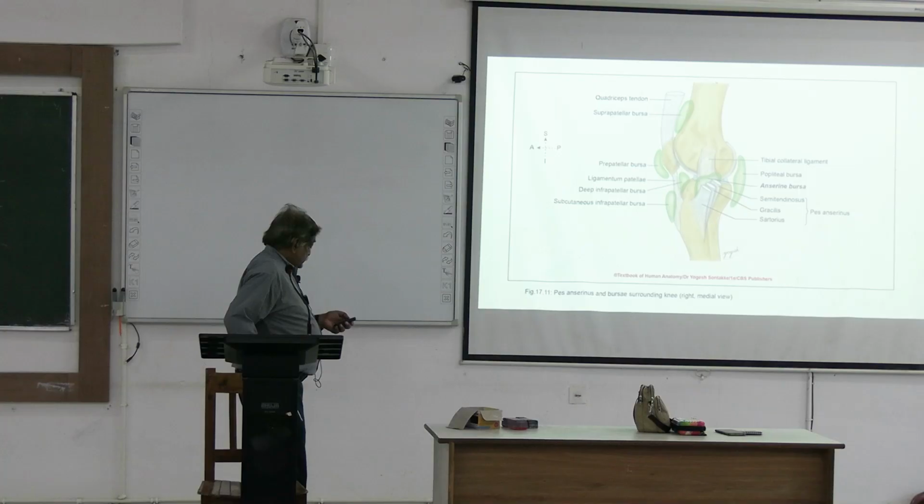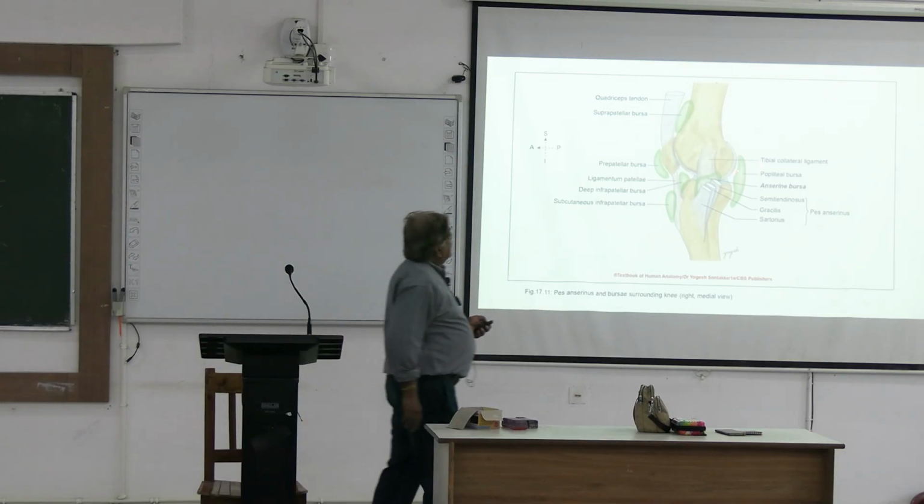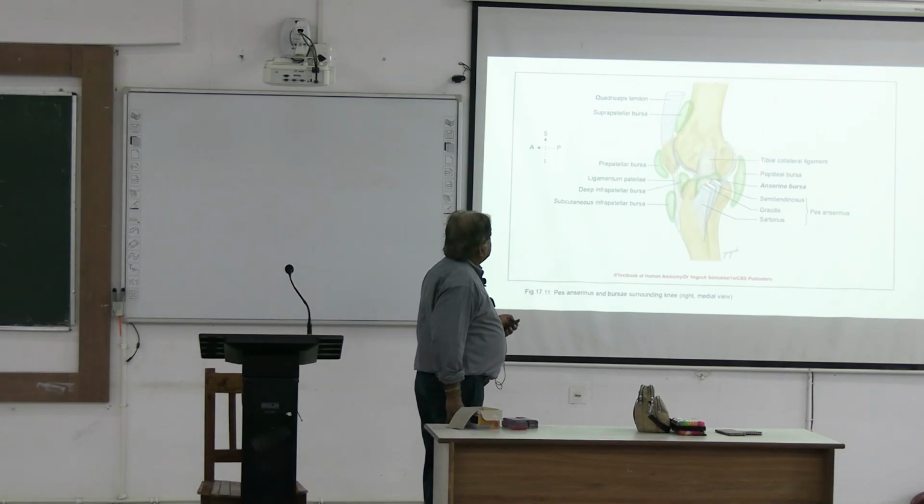Here, see the beautiful picture. Suprapatellar bursa, prepatellar bursa, ligamentum patellae, infrapatellar bursa, subcutaneous bursa. Now, this is the popliteal bursa. This is the anserine bursa. See, semitendinosus, gracilis, sartorius, pes anserinus.